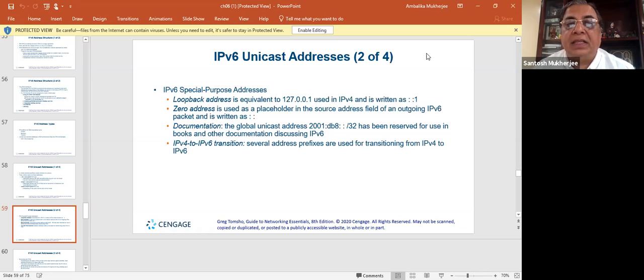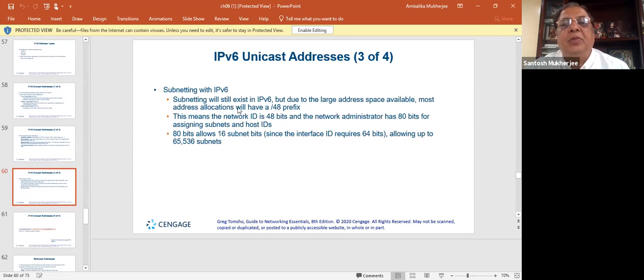IPv4 to IPv6 transitions. You need a transition, isn't it? We have a lot of IPv4 routers, so how will you do that? For IPv4 to IPv6 transitions, several address prefixes are used.